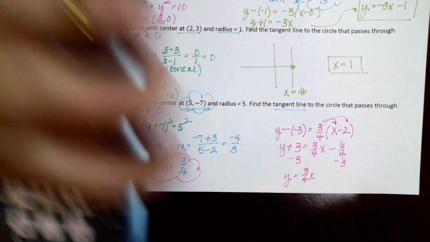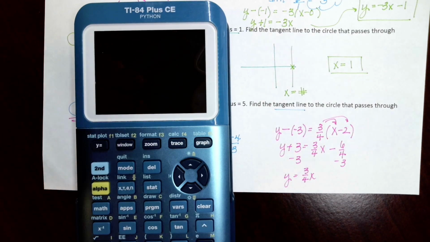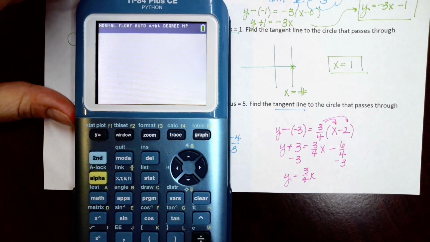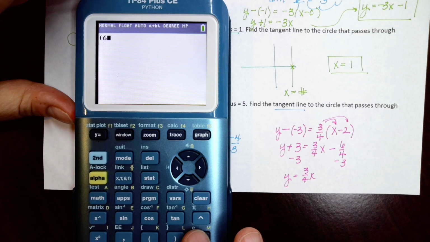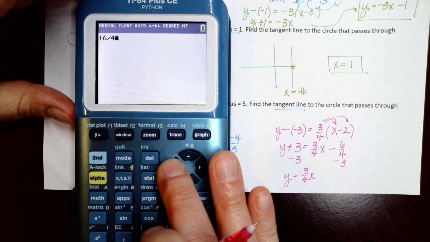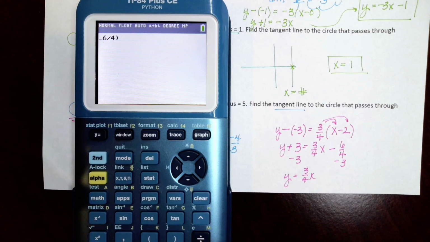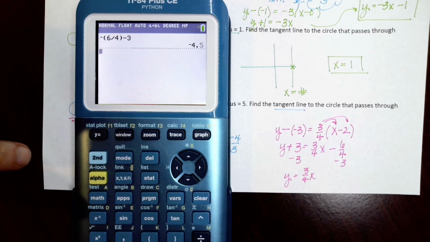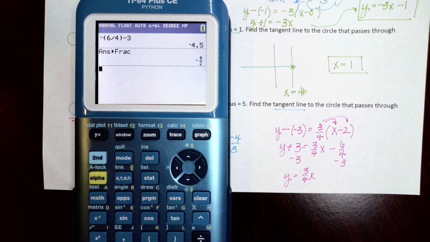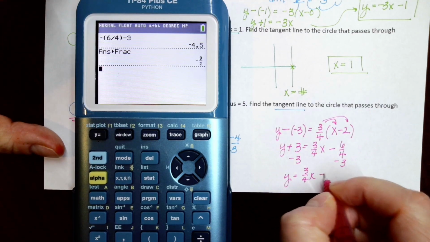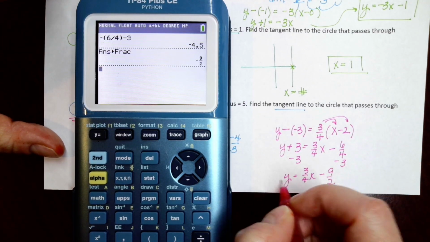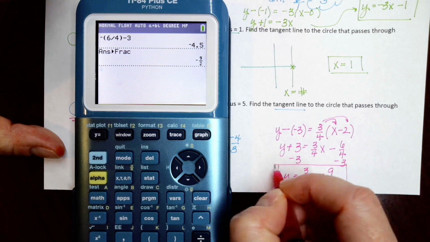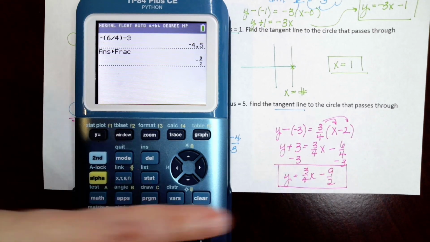Now again, on the calculators, just in case we don't remember, I've got 6/4, sorry, and that should be negative. So I'm going to use second insert to insert a negative sign. So negative 6/4, we're going to subtract 3 from that. Again, you could leave it, but I'll change it back to a fraction. So negative 9/2. So in slope-intercept form, that's going to be my tangent line.